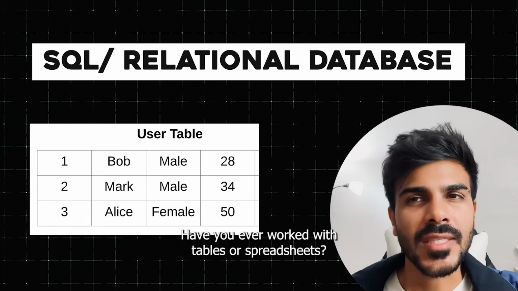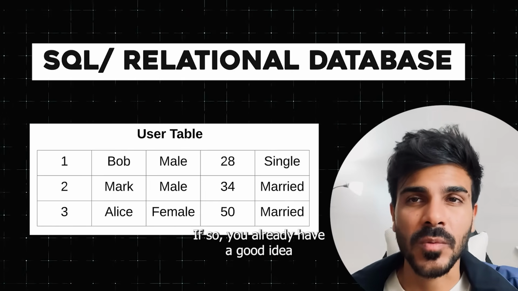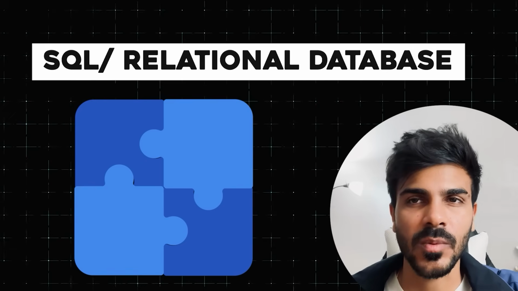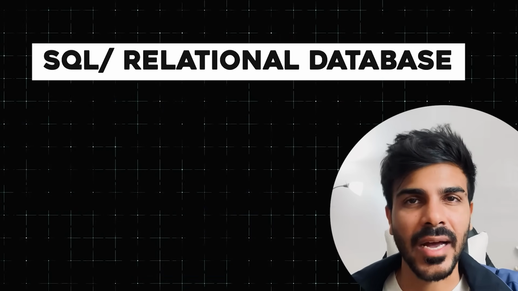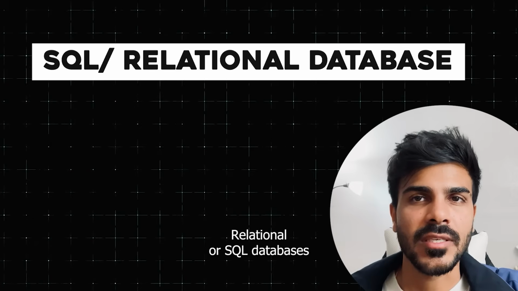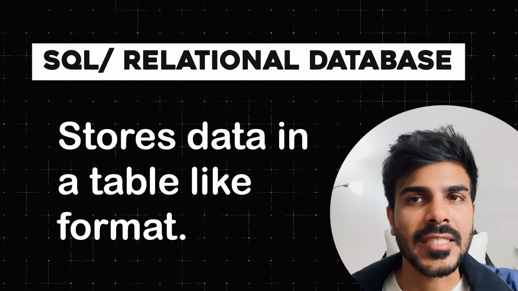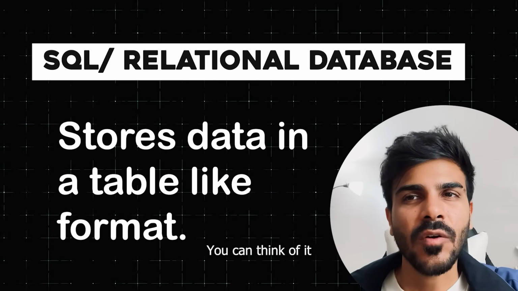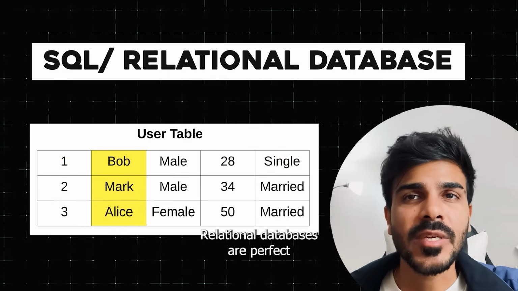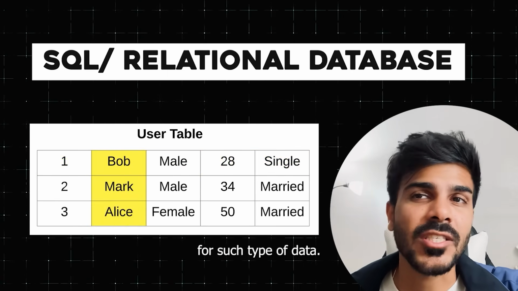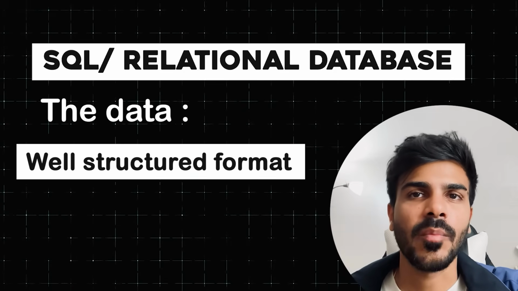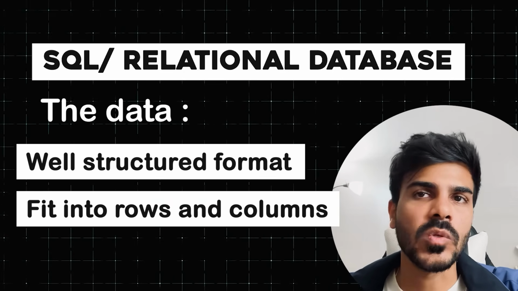Have you ever worked with tables or spreadsheets? If so, you already have a good idea of how relational databases work. This is the closest analogy I can give for a relational database. Relational or SQL databases store the data in a table-like format. You can think of it like spreadsheets, having rows and columns. Relational databases are perfect for such type of data. What data? The data that has a well-structured format that can easily fit into the rows and columns.